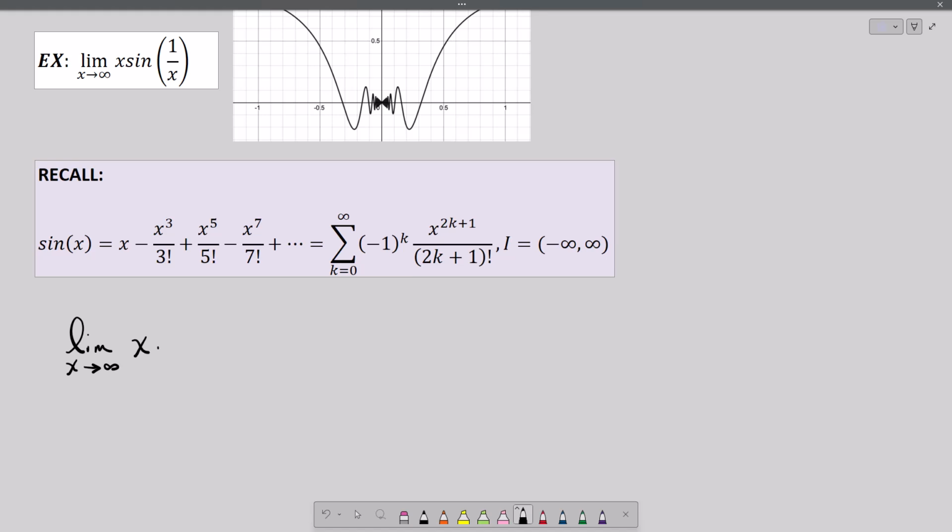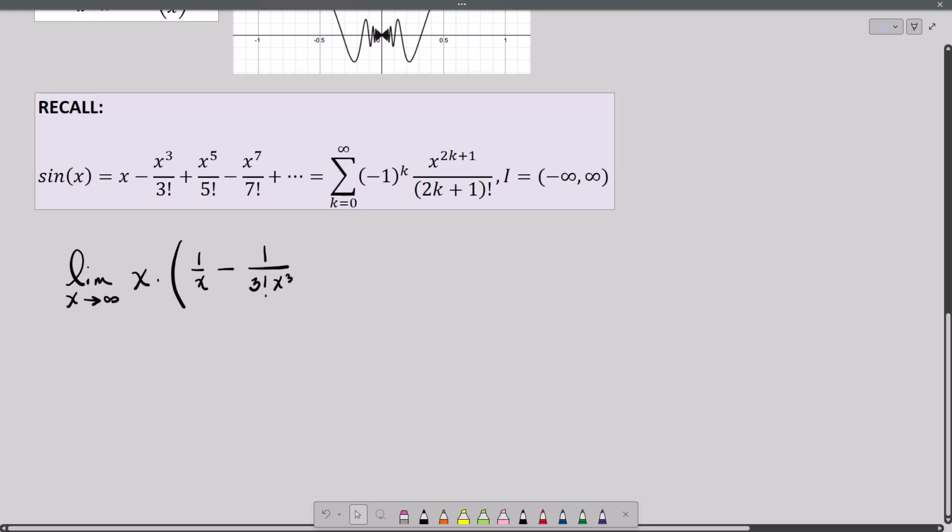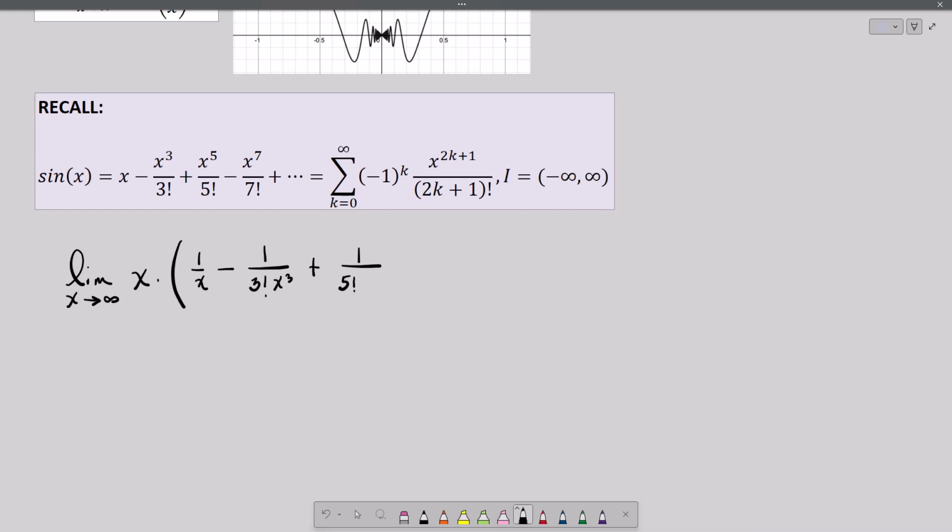So we're taking the power series for sine of x, taking all the x's out and putting in 1 over x's. So this is going to be, replace that x with 1 over x. Now we're going to replace this x with 1 over x. So we're going to get 3 factorial x cubed in the bottom. Go to the next term, replace that x with 1 over x. So we're going to have 5 factorial times x to the 5th in the denominator, etc. So we've got that.